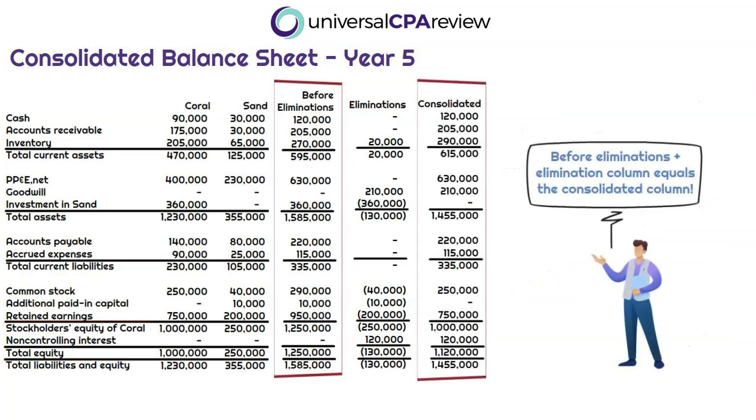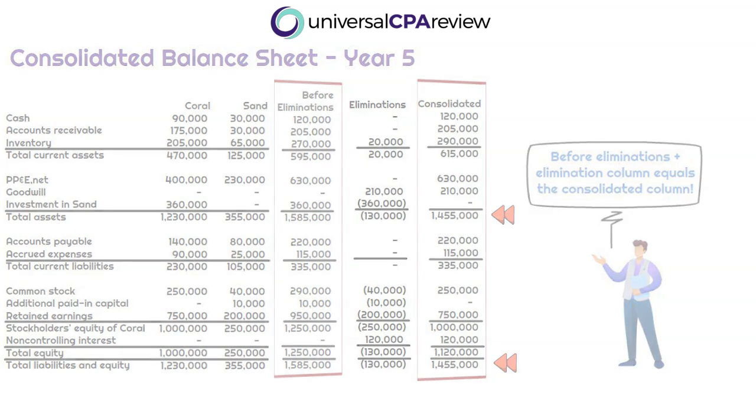So now that we've layered in all of the elimination entries from our 6-step approach, we have the consolidated column. You can see that total assets is $1,455,000, and total liabilities and equity is also $1,455,000. So we have a balanced balance sheet. When we get to the end and have to pull some information to complete the prompt, this is where it will come from. But for now, let's move on to the income statement.